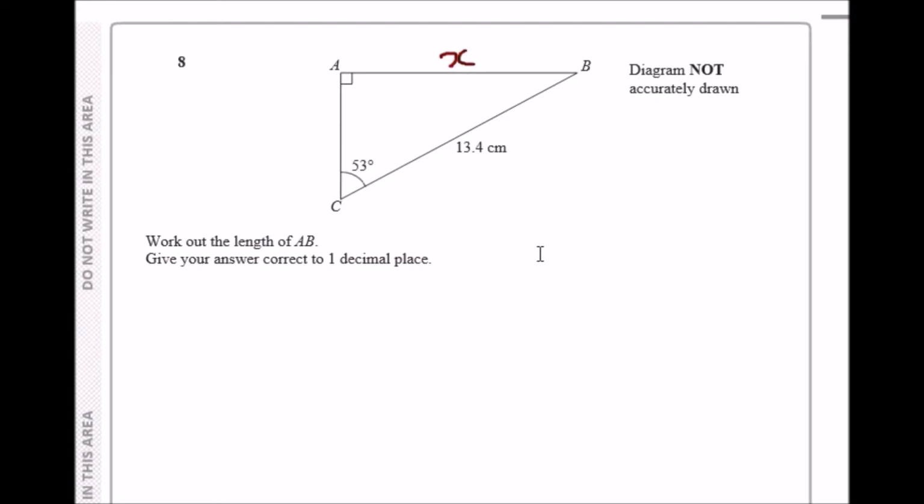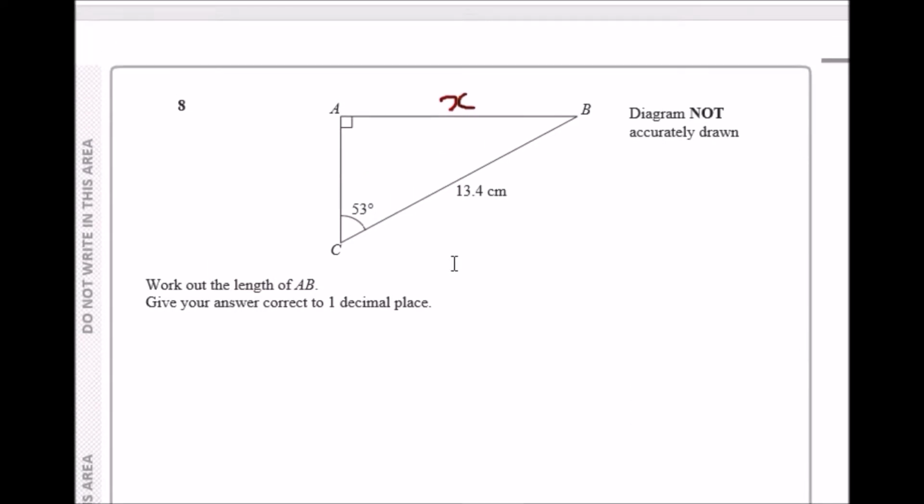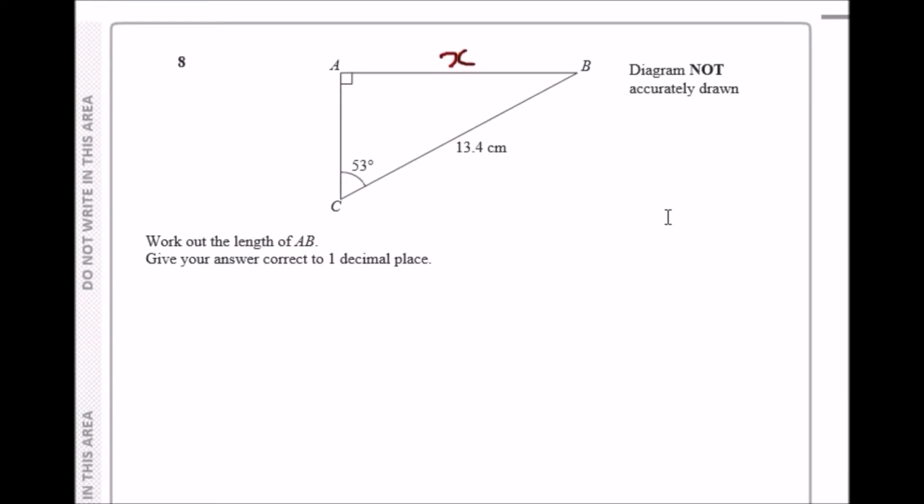Alright, so they don't tell you anything here. We just need to think what method to use. We've got two choices. Actually, we've got one choice, because it's a right angle triangle, you're either going to use Pythagoras' theorem or trigonometry. We're dealing with angles, so we must use trigonometry.